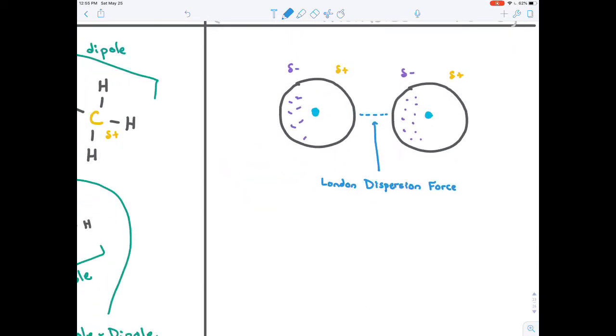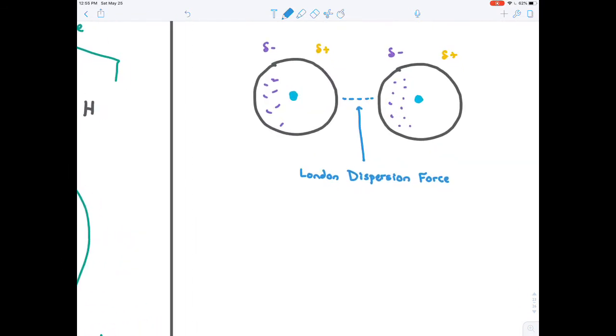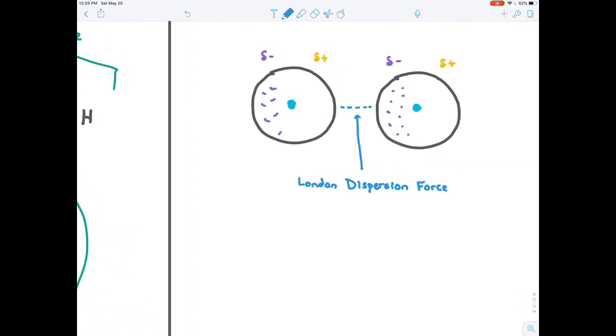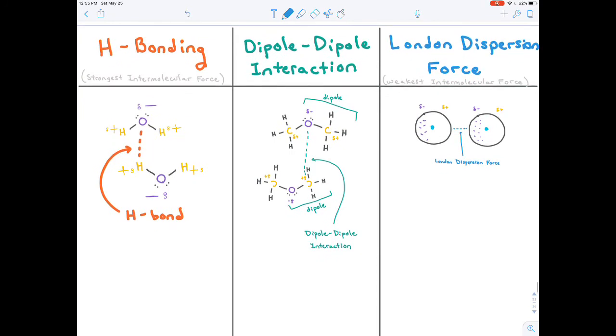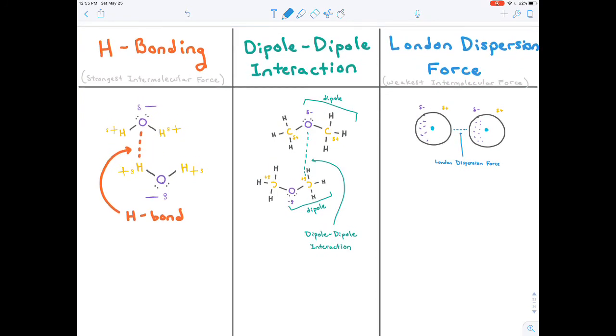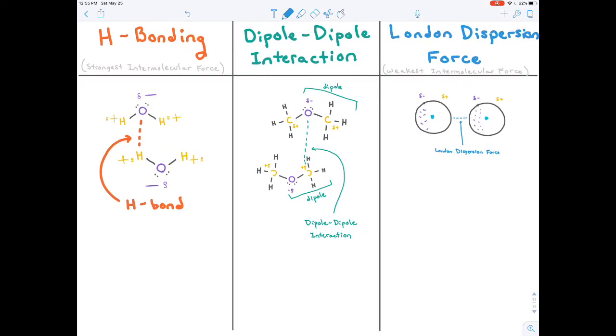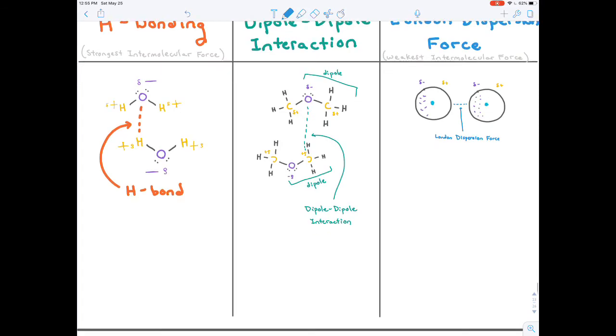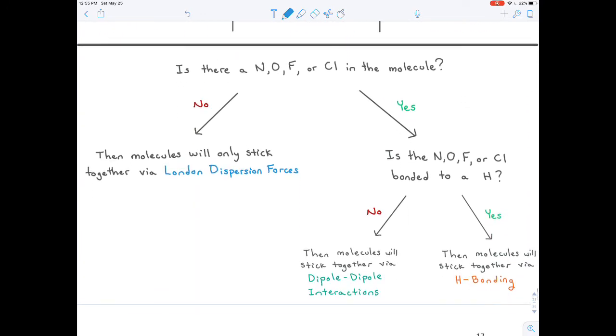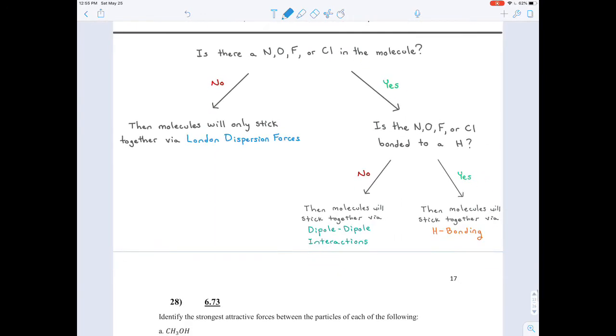So that's a London dispersion force. It's the weakest intermolecular force of the three. So these are the three: hydrogen bonding, dipole-dipole interactions, and London dispersion forces, from strongest to weakest. They're ways that different molecules can stick to each other. They're different from bonds because they're much weaker on the whole.